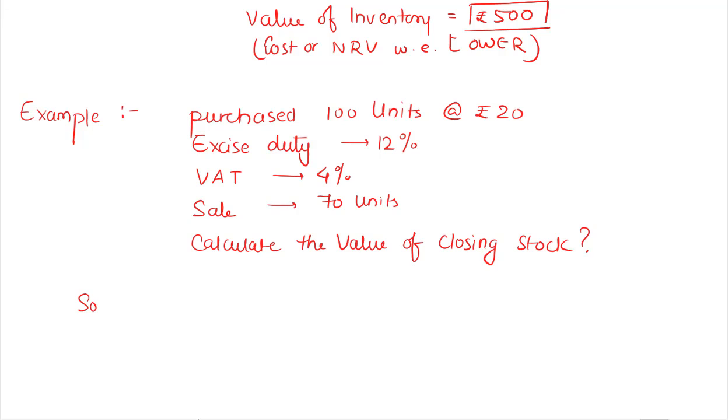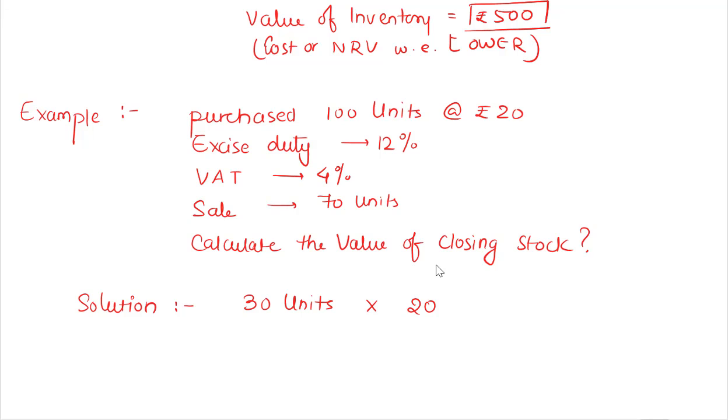Over here, how we will calculate the value of closing stock? From 100 units, we had already sold 70 units. So 30 units are there in the closing inventory. That should be valued at rupee 20.